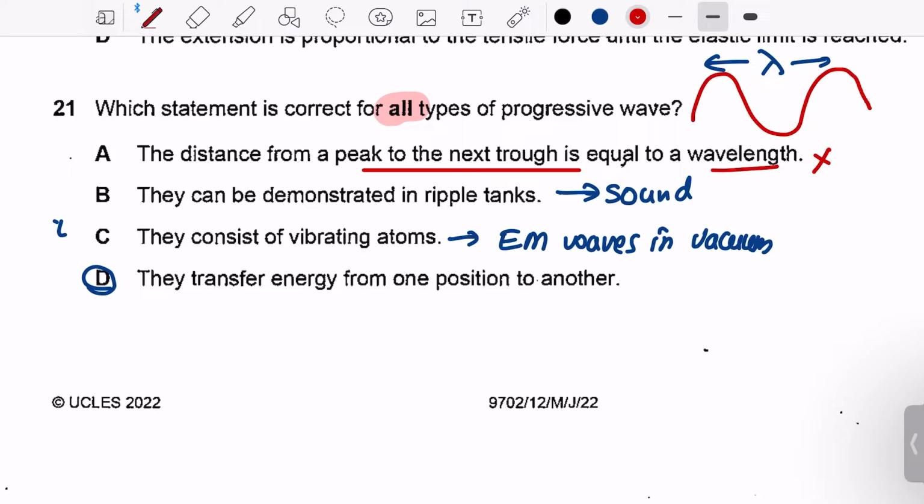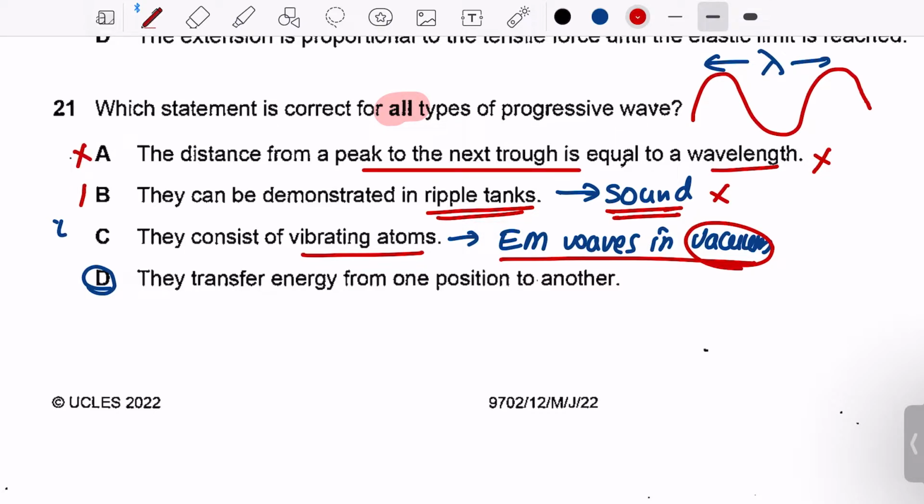They can be demonstrated in a ripple tank. Yes, but only if it is water waves. Sound waves cannot be demonstrated in a ripple tank, right? You remember, you need to fill water. They consist of vibrating atoms. Now you can ask, what about electromagnetic waves in a vacuum? In a vacuum, there are no vibrating atoms. But still light or electromagnetic waves are progressive waves, right? So all these three are wrong.